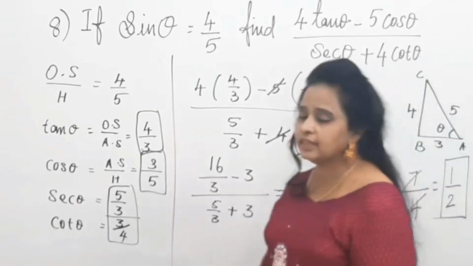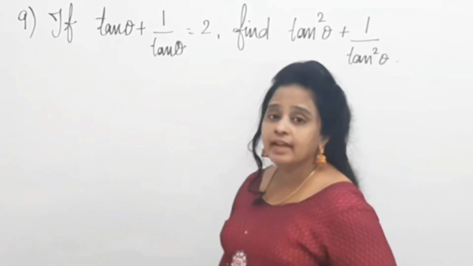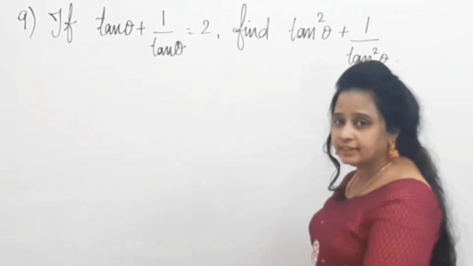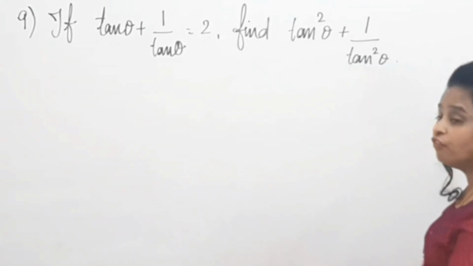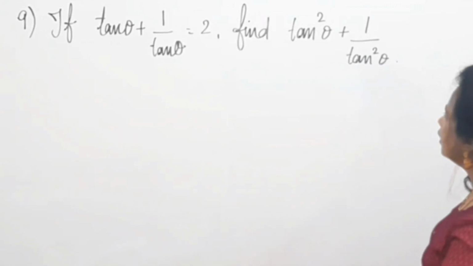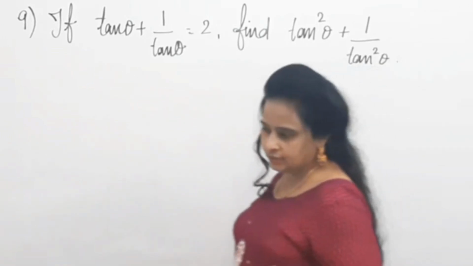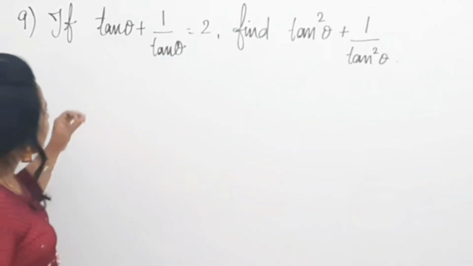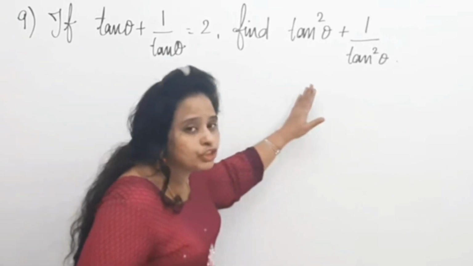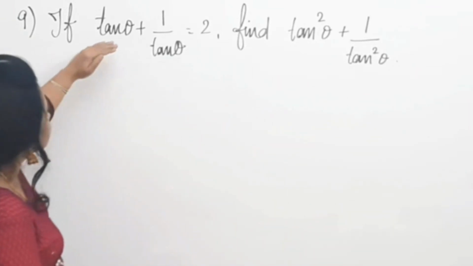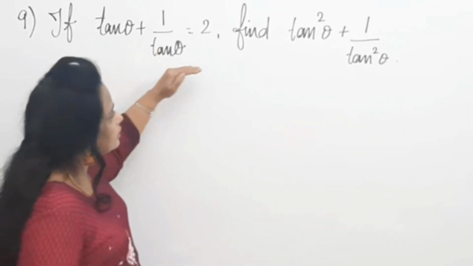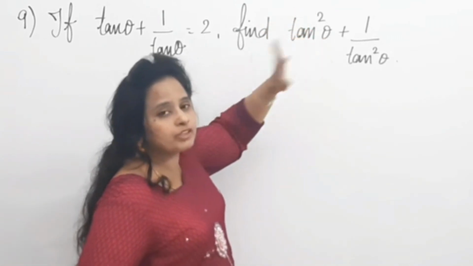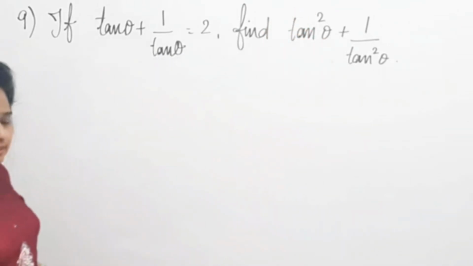As simple as that. So children, ninth question says, if tan theta plus 1 by tan theta is equal to 2, find tan square theta plus 1 by tan square theta. You have to find the value. Now, you must understand the relation between these two expressions. This is tan theta and 1 by tan theta. The same but with the square. Tan square theta plus 1 by tan square theta.